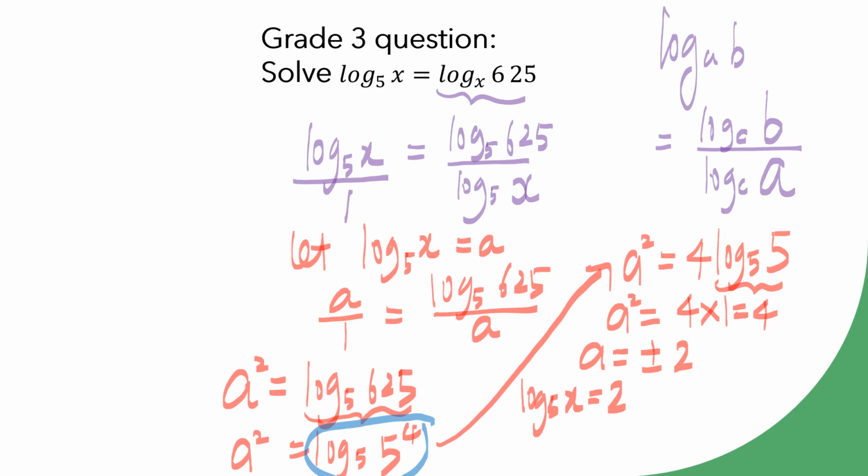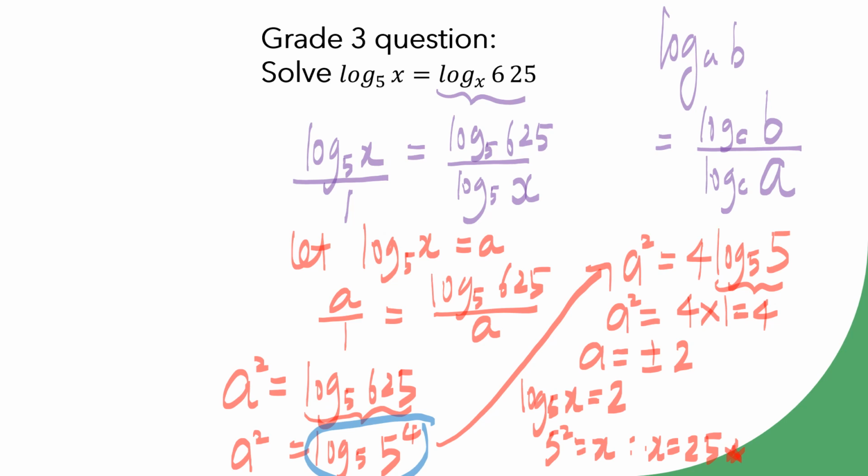Right, so from there we can just convert it to the index form. Start off with the base. In this case, it's base 5, right? So 5 to the power of 2 equals x. Therefore, x equals 25. That is one answer.